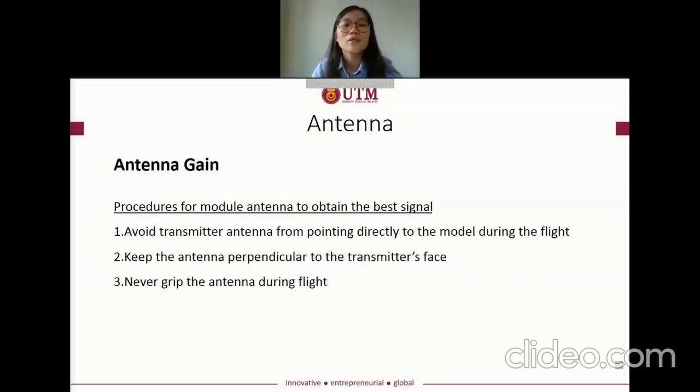Besides, to make sure that the model antenna can obtain the best signal, the transmitter antenna must be avoided from pointing directly to the model during the flight, as it will create a weak signal for the receiver. Second, the antenna must be kept perpendicular to the transmitter's face, as a better RF condition can be created. Last, never grip the antenna during flight due to degradation of the RF quality.